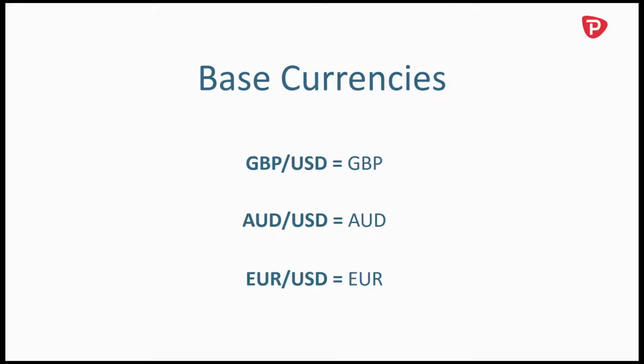To begin with, I'd like to take a quick look at base currencies and an explanation of those. If we're trading the Great British Pound versus the US dollar, the first currency pair, or the Great British Pound, is what's known as the base currency. Again, if we're trading the Australian versus the US dollar, the Australian dollar would be the base currency. And if we're trading the euro versus the US dollar, the euro will be the base currency.